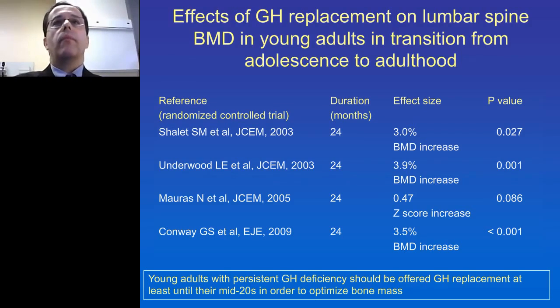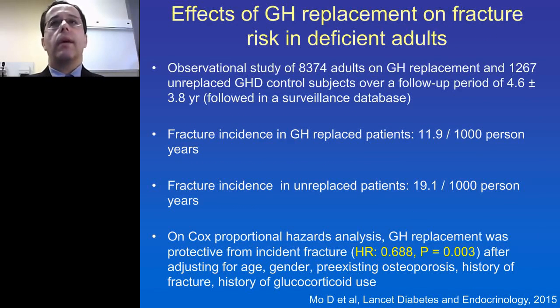What about the risk of fracture and the effects of growth hormone replacement on this elevated fracture risk? Unfortunately, we have no data from clinical trials. However, we do have observational data, and here I'm showing you findings of an observational study of over 8,000 adults on growth hormone replacement and over 1,200 adults who were unreplaced. These also had growth hormone deficiency but did not receive growth hormone replacement. They were followed over a mean period of 4.6 years in a surveillance database.